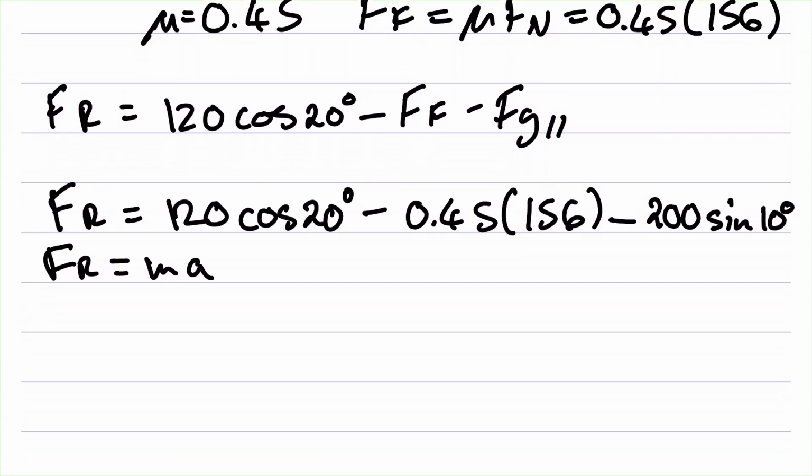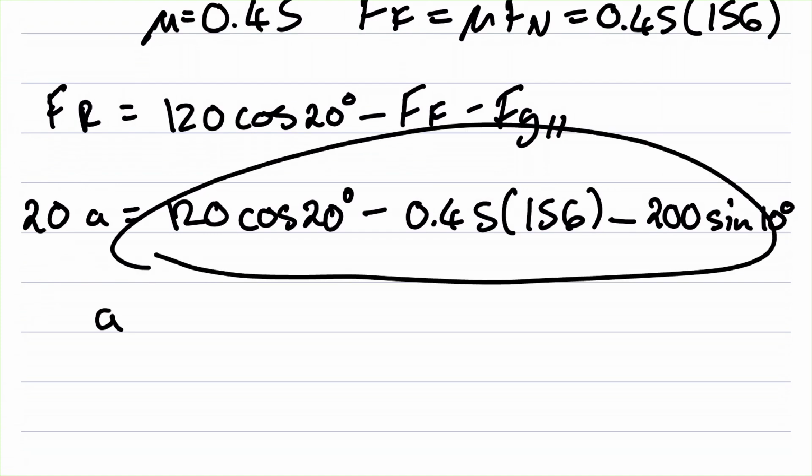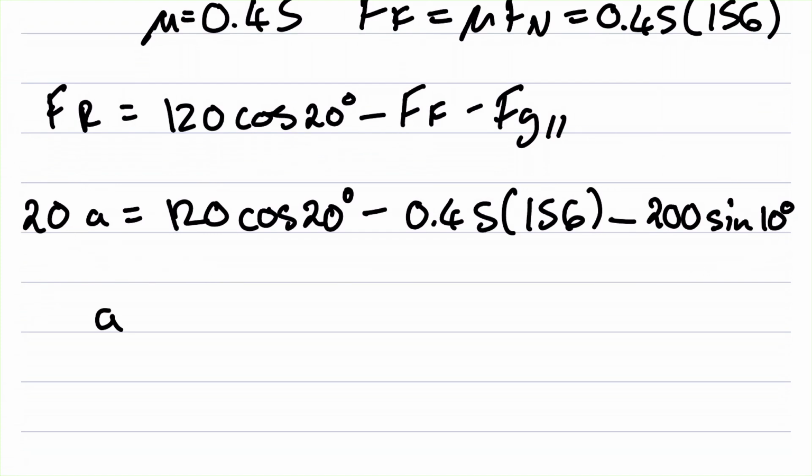MA, okay, M being 20 kgs. So I rub this out, 20 times A, and I end up finding, after solving for this and dividing by 20 on both sides, we get that A is equal to 0.393 meters per second squared.